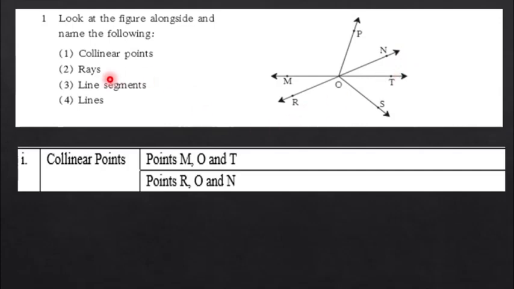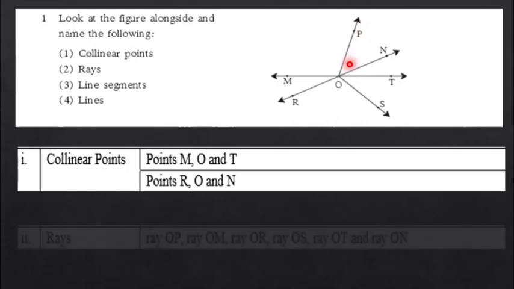Next is rays. Now, rays can be extended from one end but are fixed at the other. So, from the figure we can find that there are many rays. What are the names of those rays? Ray OM, ray OR, then ray OS, ray OT, ray ON and ray OP.